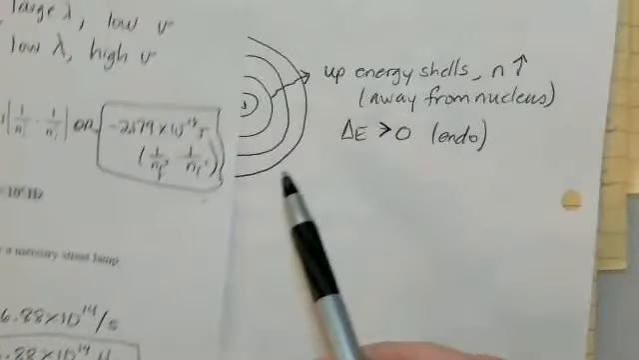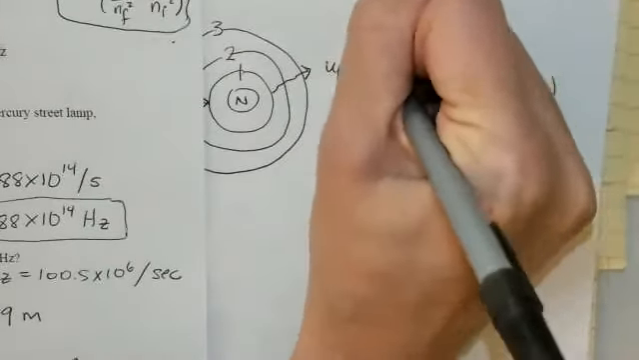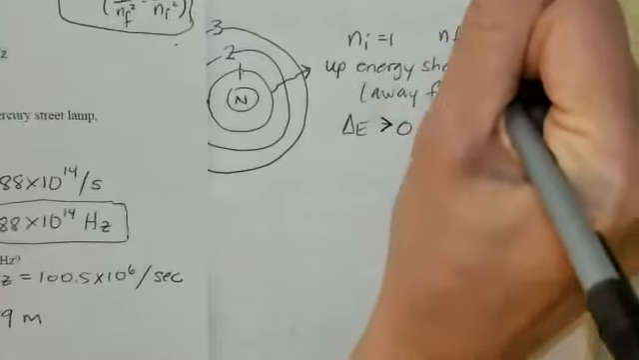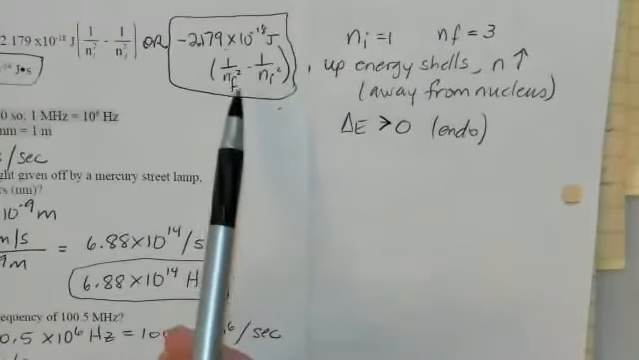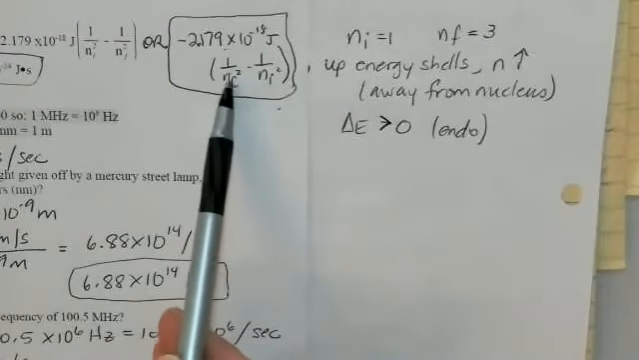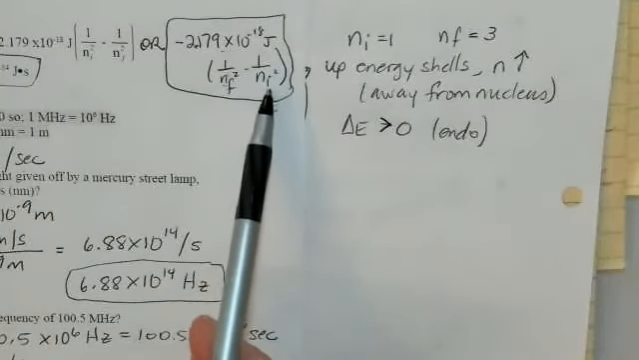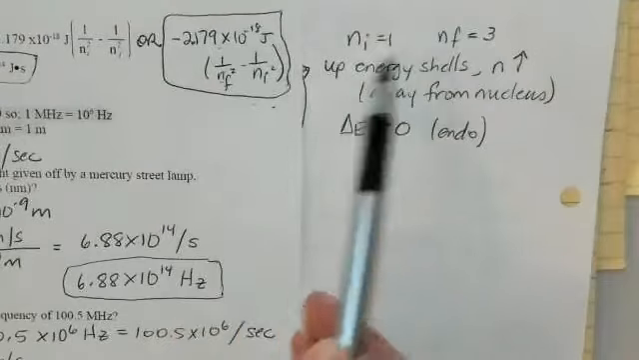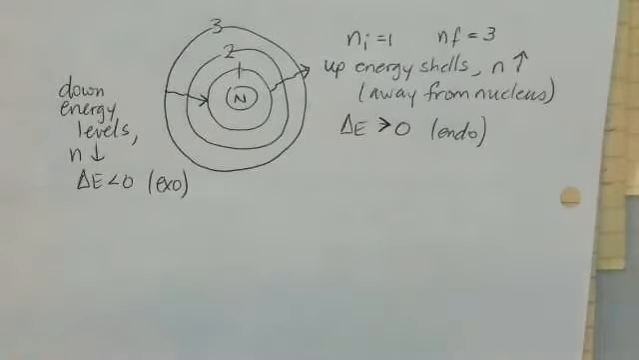As an example, if we're going from shell 1 to shell 3, so we're moving away from the nucleus, my initial would be a 1 and my final would be a 3. I'm going from 1 to 3. So in my formula, 1 over 3 squared would be 1 over 9, minus 1 over 1 squared, or just 1. So that's what we're plugging in here, the shell numbers from where we begin and where we go. All right, on that last page, we're going to look at some of these calculations.